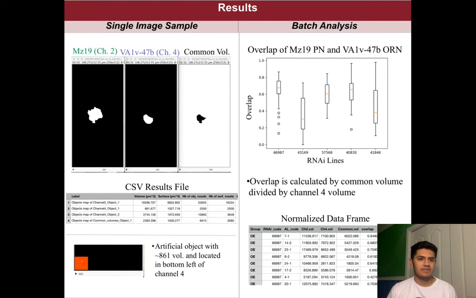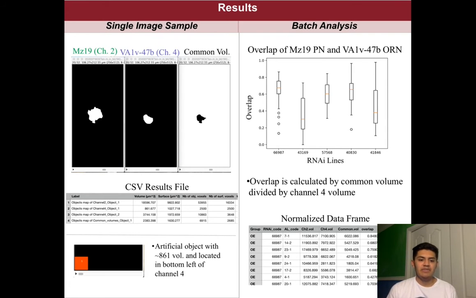So these were our results. After running a single image through our Fiji code, we resulted in 3 different masks as well as a CSV file. The first mask is of the MZ19 projection neuron, the second is of the 47B olfactory receptor neuron, and the third mask is of the common volume between those two.